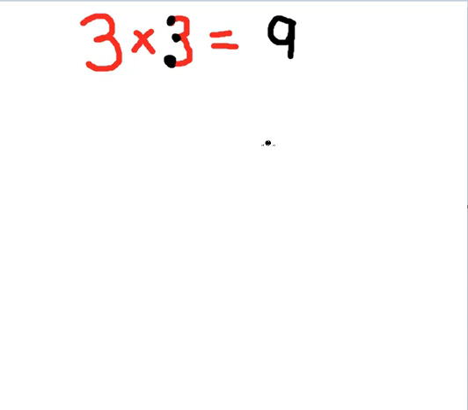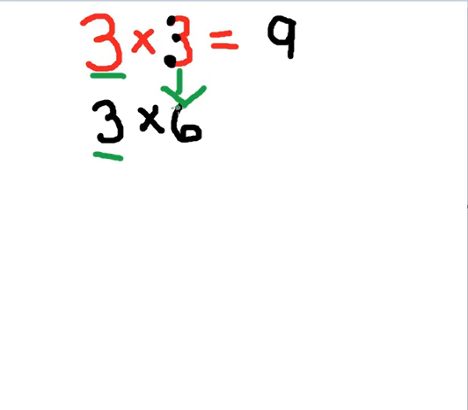But, of course, we're not doing 3 times 3 right now. We're doing 3 times 6. So how do 3 times 6 and 3 times 3 relate to each other? Well, 3 times 3 is a 3 fact. So you can see we're doing a 3 fact here. But if you double 3, you get 6.